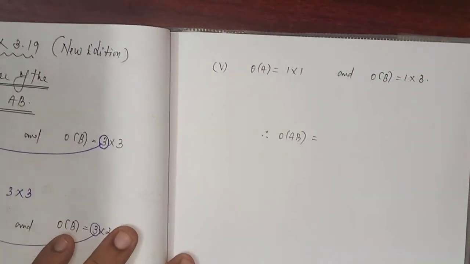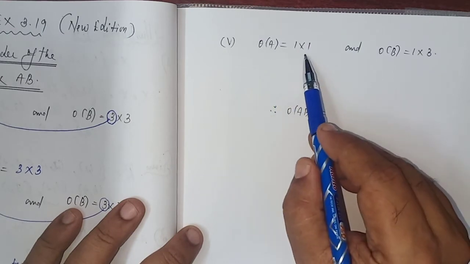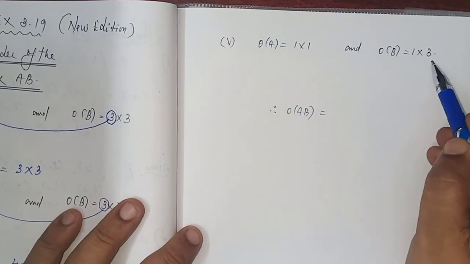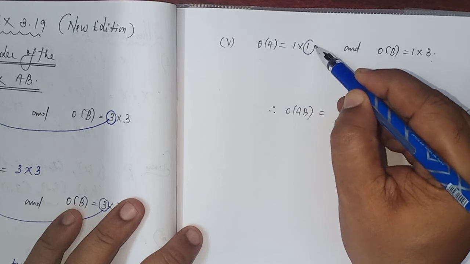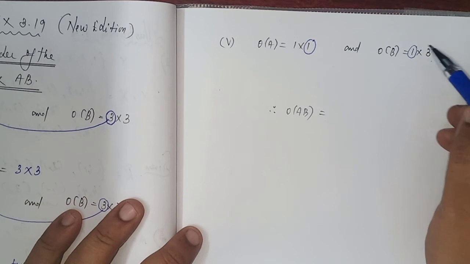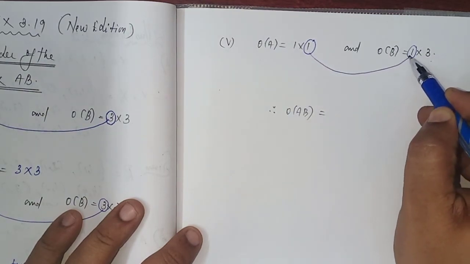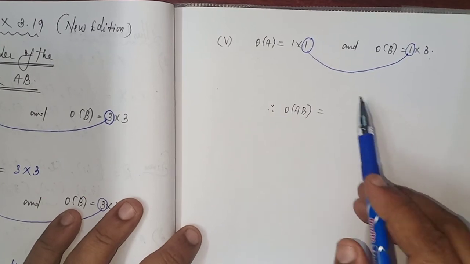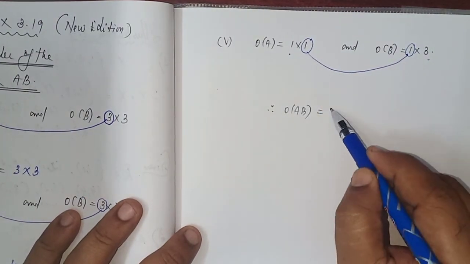Next, order of A is 1 by 1, order of B is 1 by 3. So here number of columns of the first matrix A is equal to number of rows of the second matrix B. Since these two are equal, AB is possible, whose order is 1 row 3 columns. So 1 by 3.